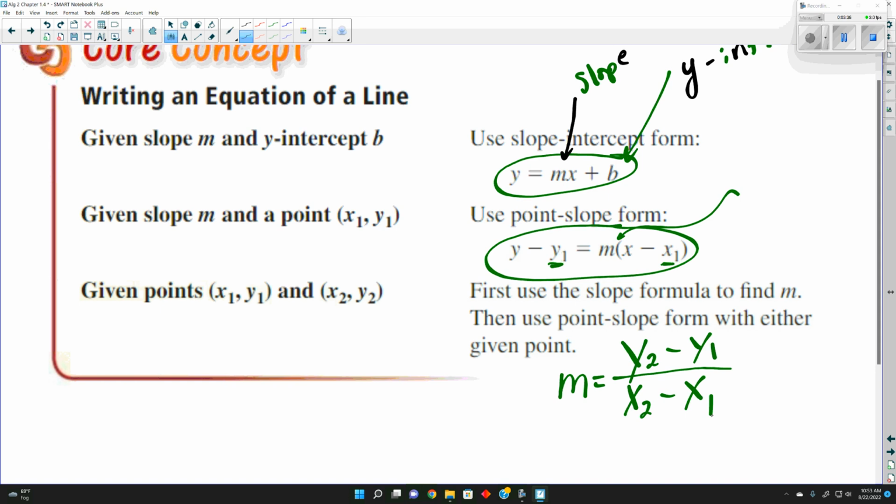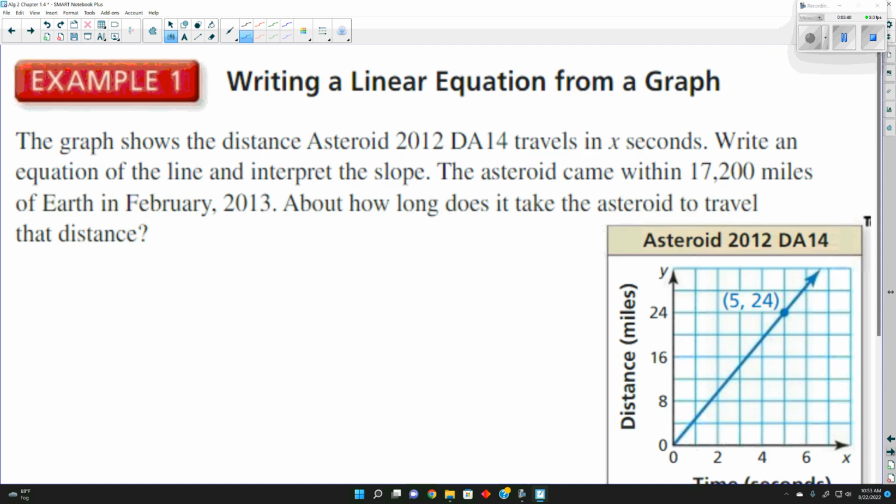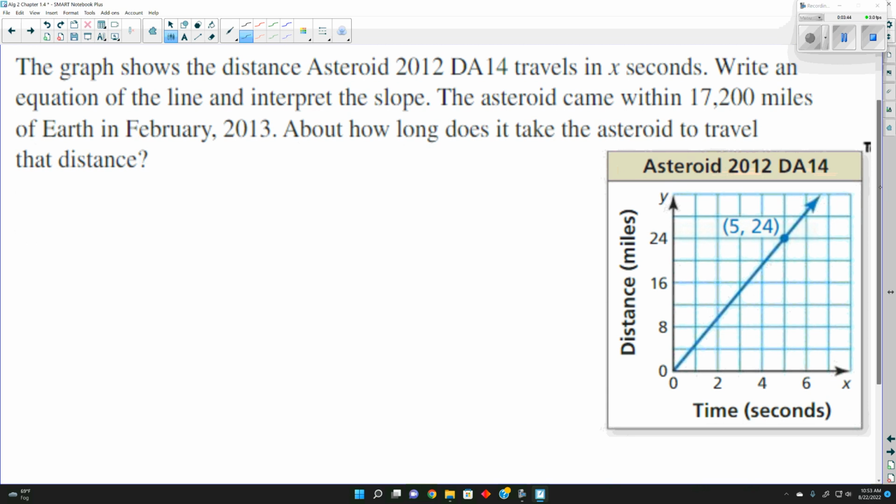Any questions on this so far? Okay. Now let's look at the first example here. We can save that for later. Guys, hold on to it. We can throw it away later. Okay.